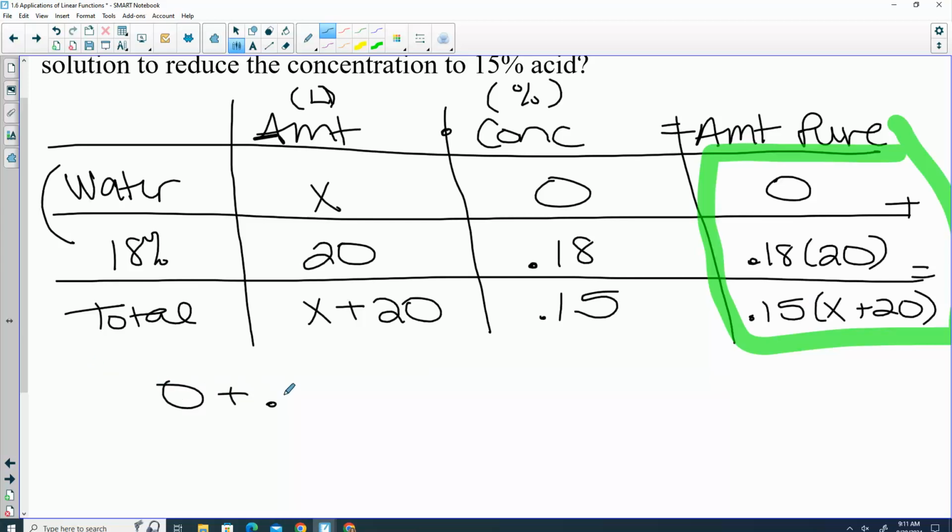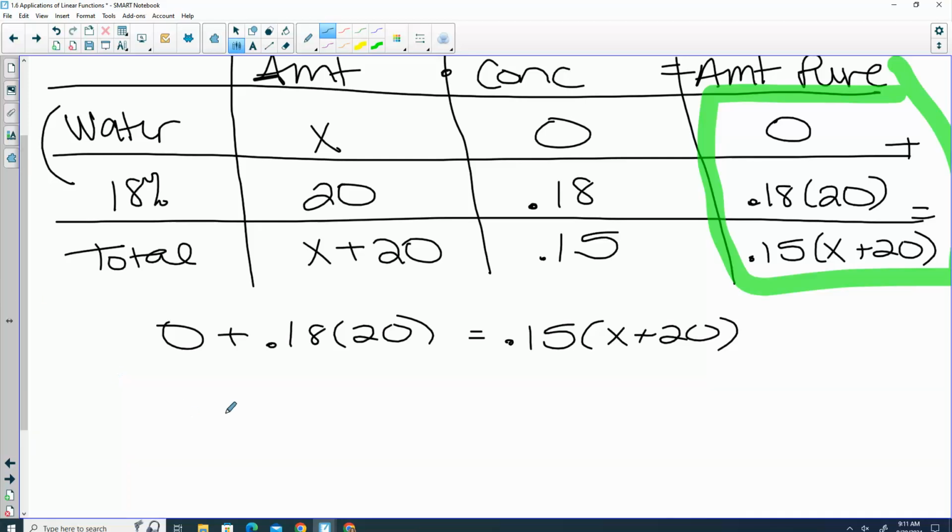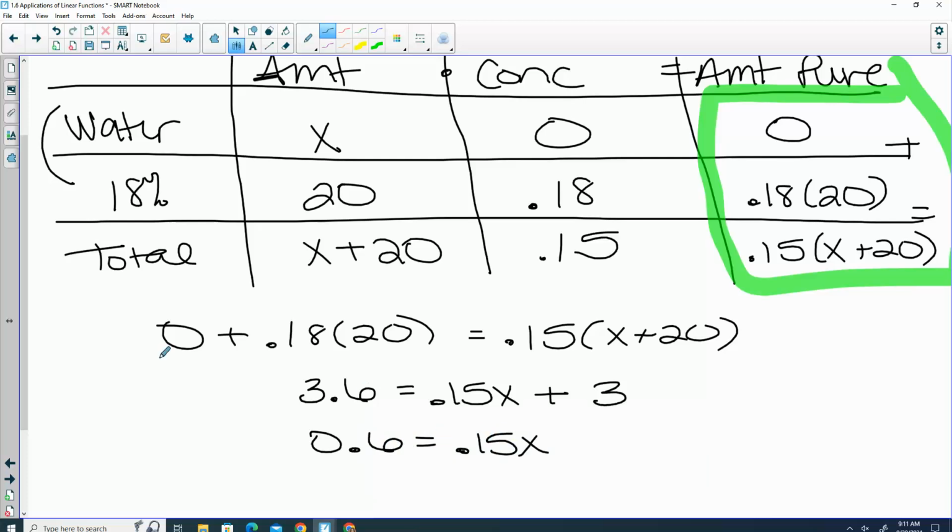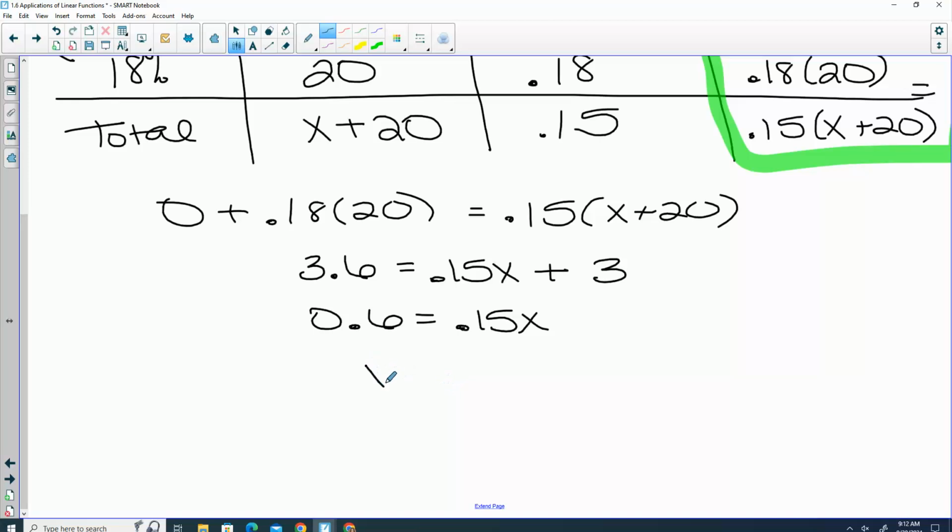So 0 plus my 0.18 times 20 equals my 0.15 times X plus 20. Okay, multiply 0.18 times 20. That's 3.6 equals 0.15X plus 3. Subtract our 3. Divide by 0.15, and X is 4.